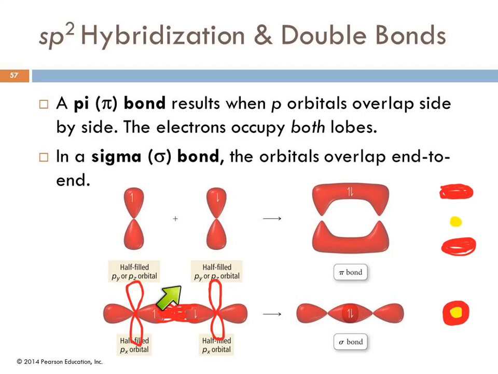But these guys, they're not flexible. We can't get end-to-end overlap, but we can get side-to-side overlap. Okay? Does that help?